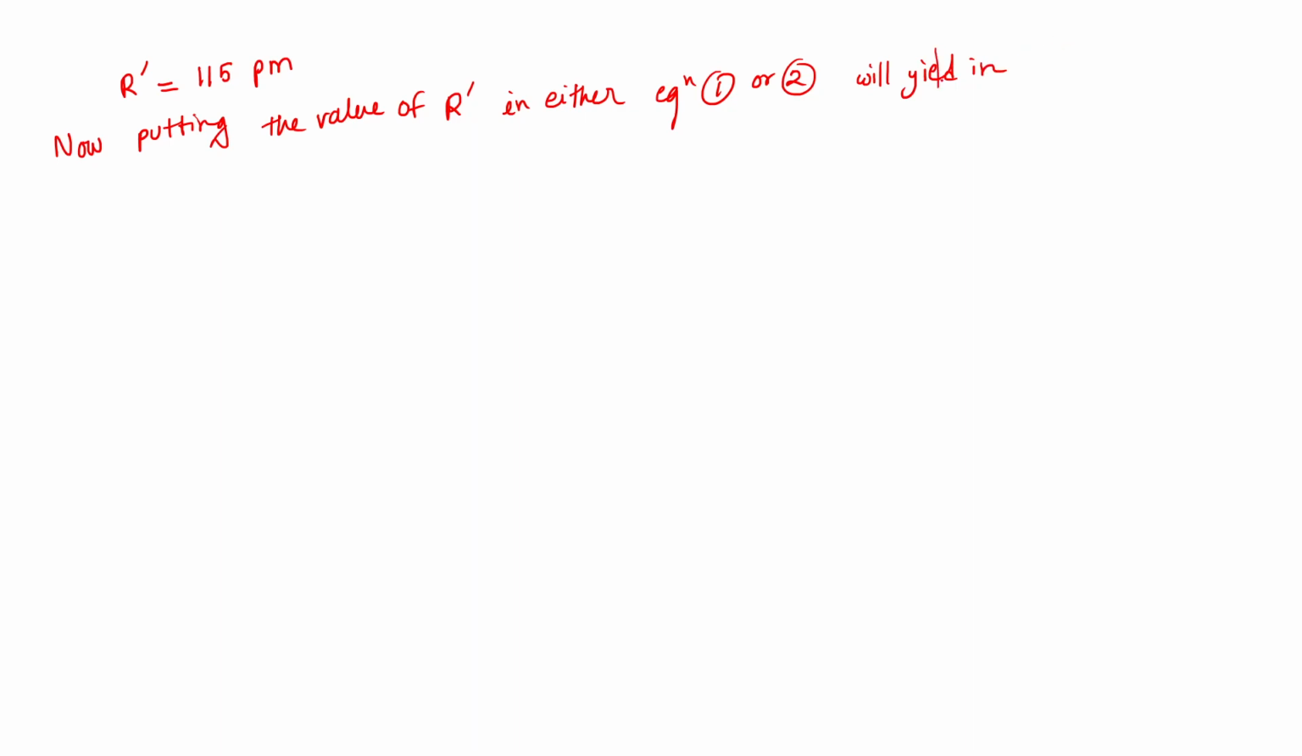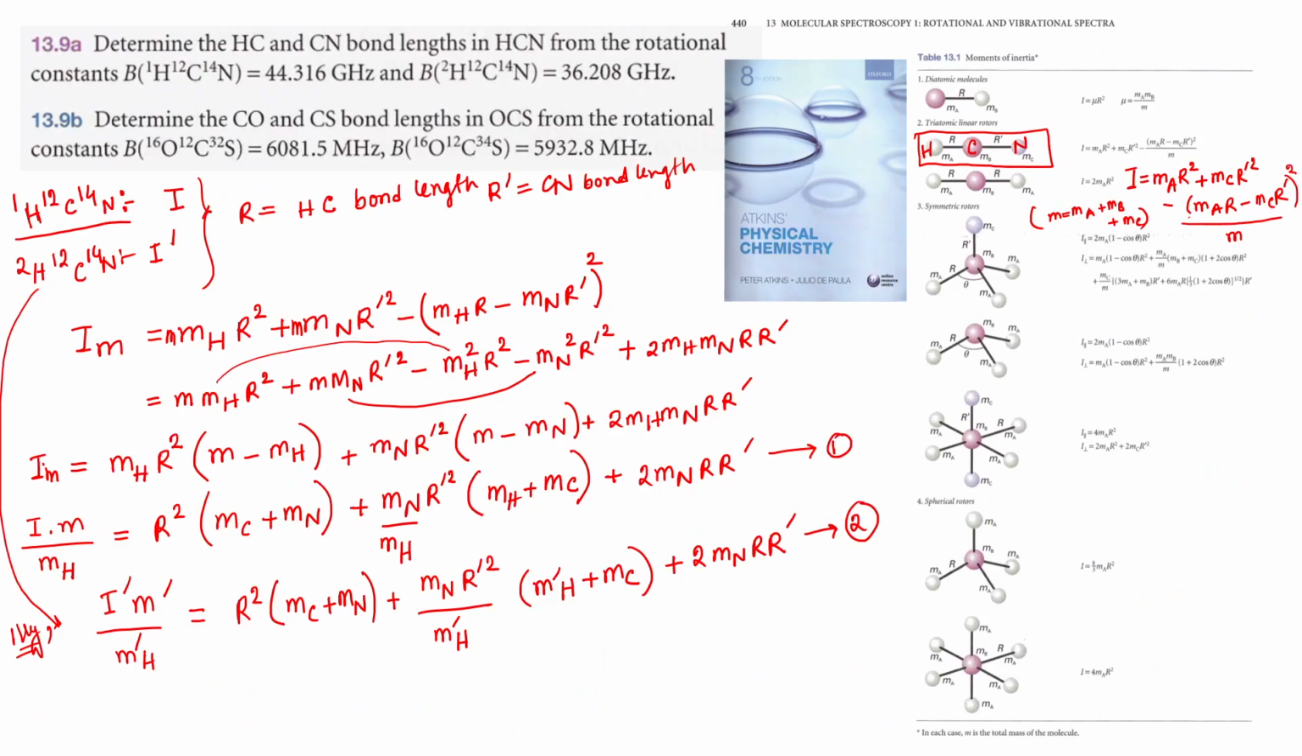Now putting the value of r dash in either equation 1 or 2 will yield the r value. Try to do that and also try to solve for 13.9b using the same formula.